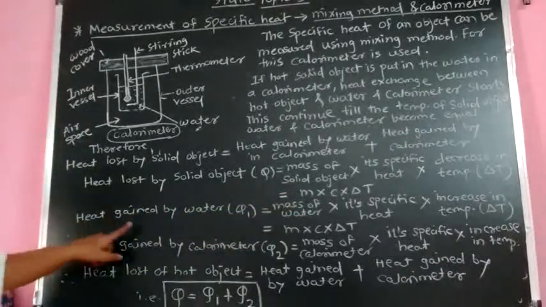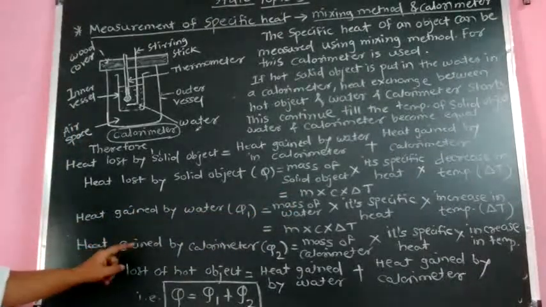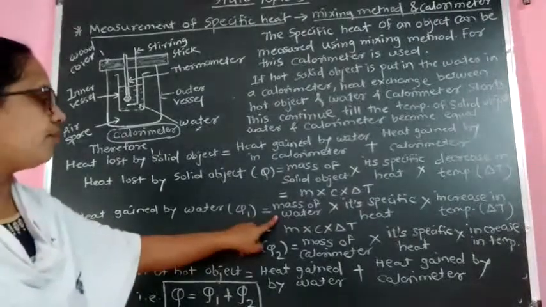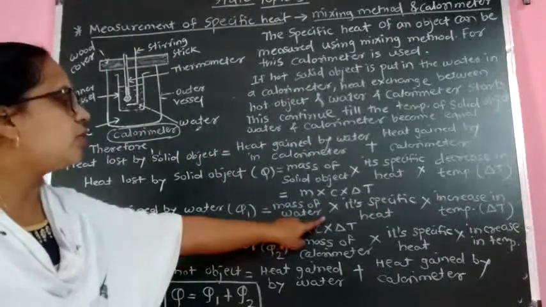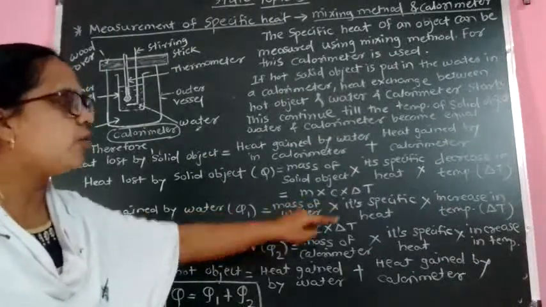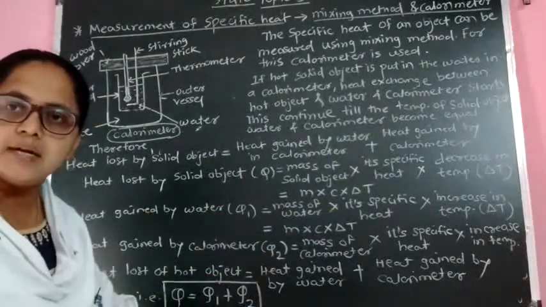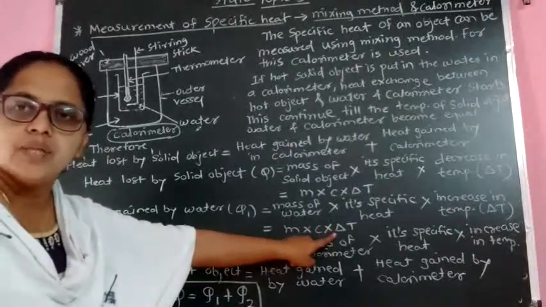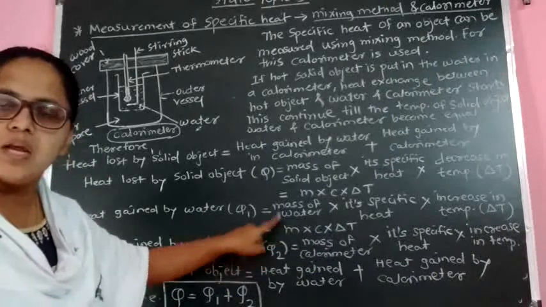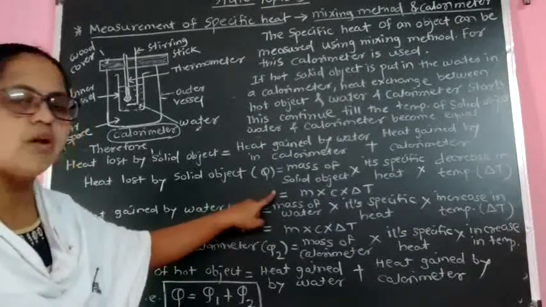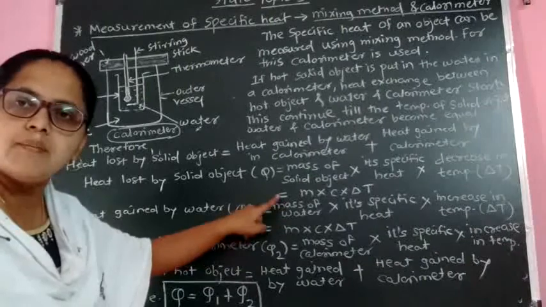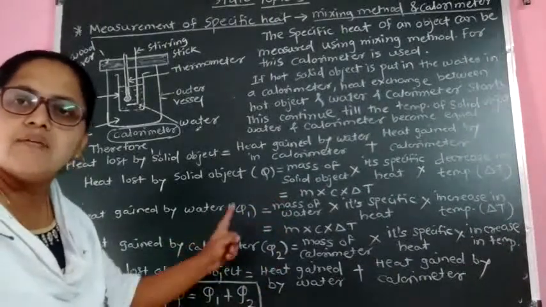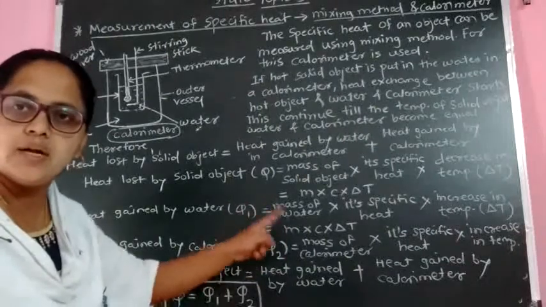Now next, heat gain by water, that is Q1. Heat gain by water, that is Q1, is equal to mass of water into its specific heat into increase in temperature delta T. So you can see here M into C into delta T. Here M is the mass of water. In the above equation M is the mass of solid object. So values of M are different, values of C are different, values of delta T are different, but equations are same, M into C into delta T.